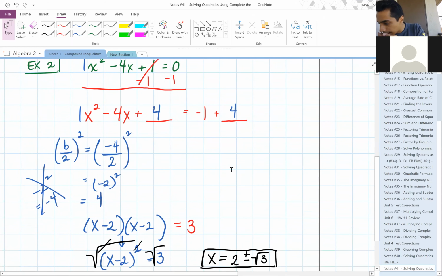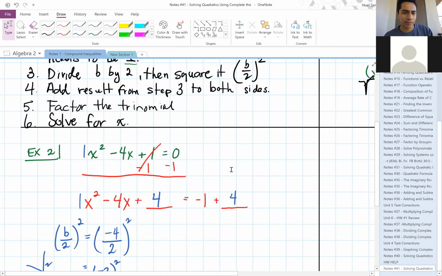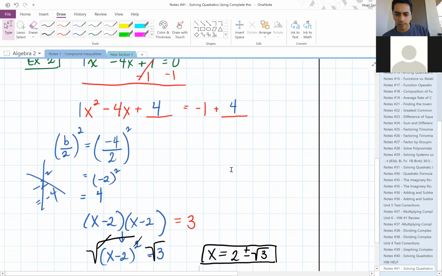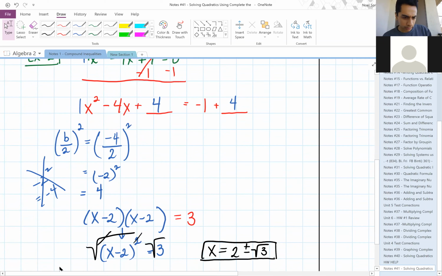Okay, so then that's kind of the basics, right? So the steps really aren't as bad as they seem. It seems like a lot, but it's not that much. So let's try a couple more. And let me grab those. I have them here.